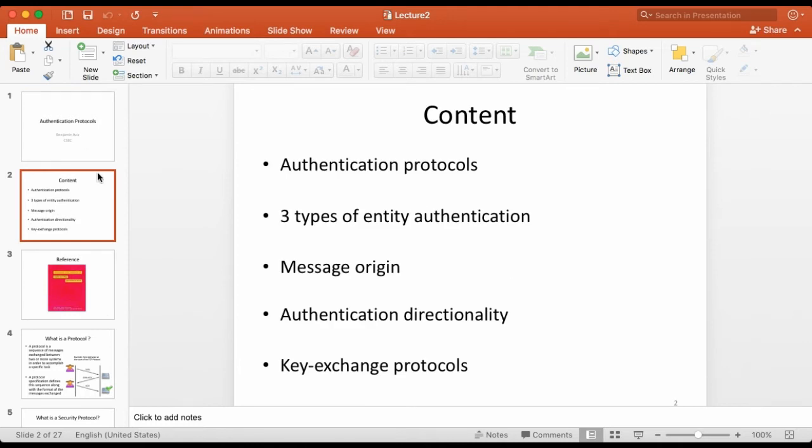So what we will cover today, first of all, is a quick introduction to what an authentication protocol is. We will then discuss three types of authentication, which are going to be presented in the next few slides. And then we're going to talk about concepts such as message origin, authentication directionality, and key exchange protocols as a last concept that we cover today.